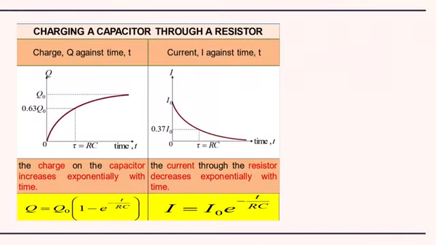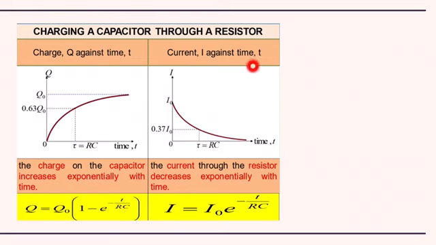So for charging a capacitor, the charge Q against time t is given by Q equals Q naught times 1 minus e to the power of negative t over RC, where Q is the charge of the capacitor, Q0 is the maximum value of the charge of the capacitor, t is the time taken, R is the value of the resistance, and C is the value of the capacitor.